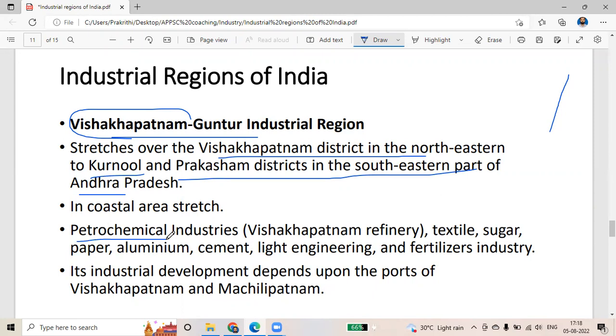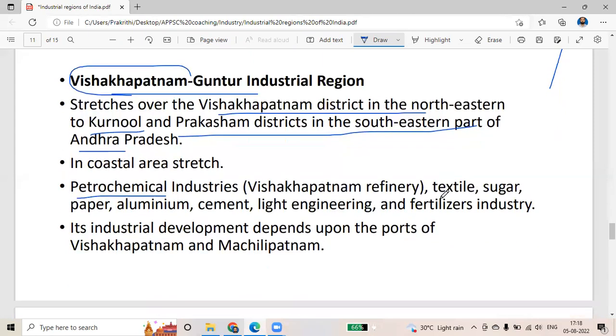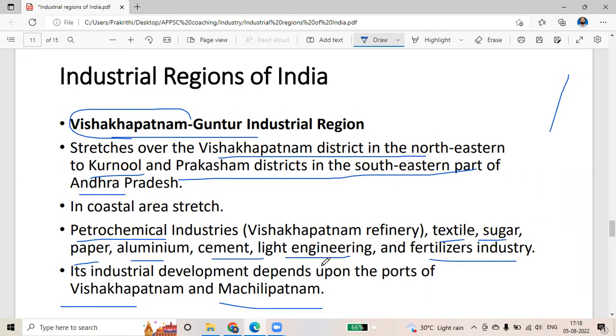petrochemical, because in that area there are a lot of refineries, there is a port, so refineries will definitely be there. So using those petroleum products, petrochemical industries dominate this region, followed by textile industry, sugar, paper, aluminium, cement, light engineering and fertilizer industries. Its development mainly depends on Visakhapatnam and Machilipatnam ports. So almost after the Visakhapatnam port, this region has been developed.